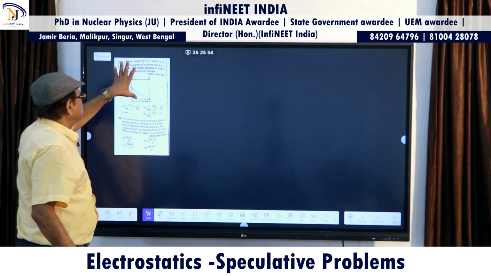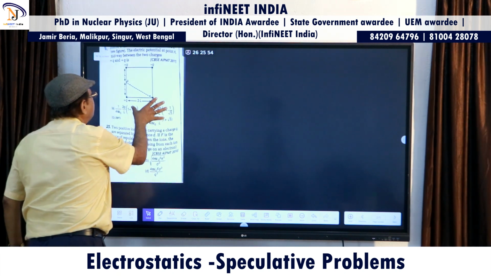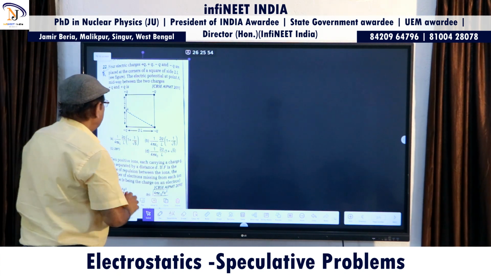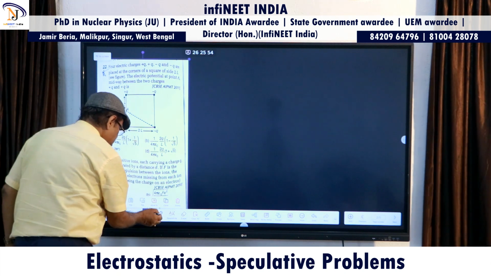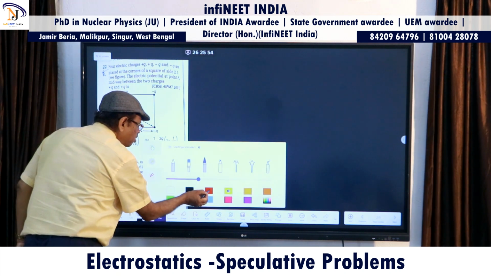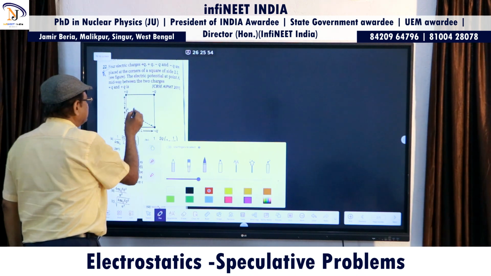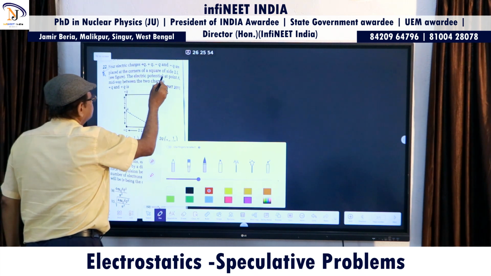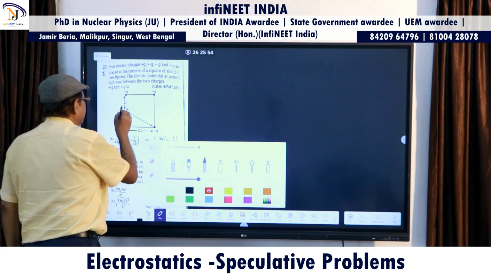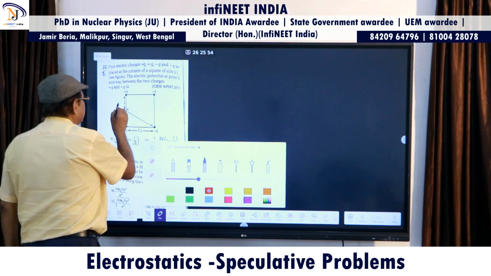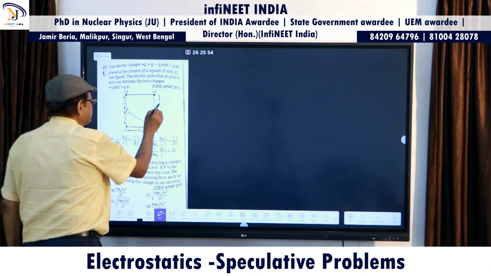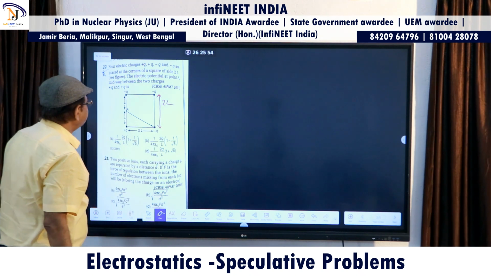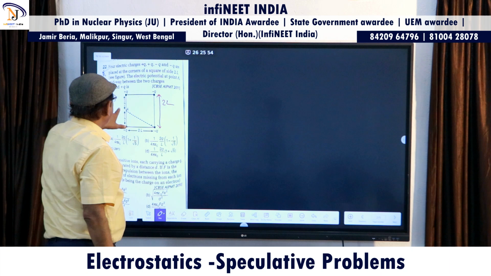Just see this problem. Is it visible to you? Four electric charges are there: Q, minus Q, and so on, and they are told to be at the corners of a square of side L. This is L and this is L. You see the electric potential at A.